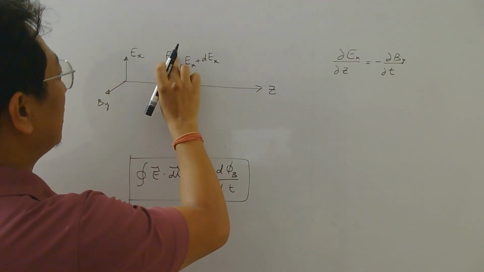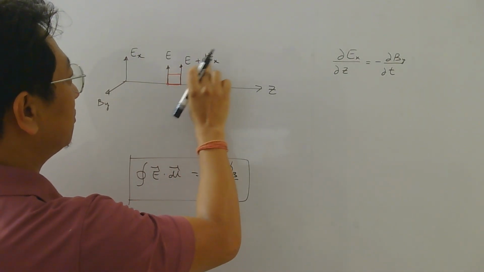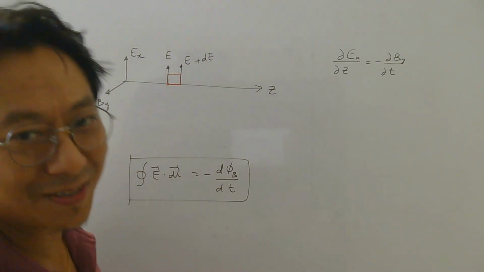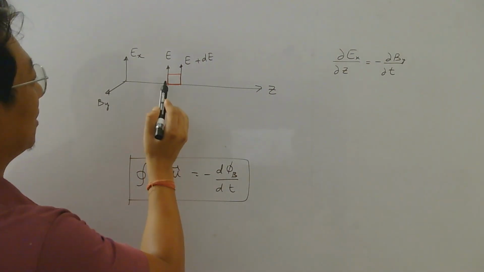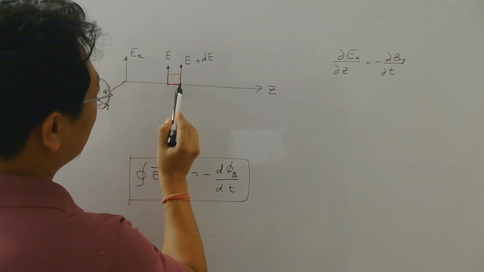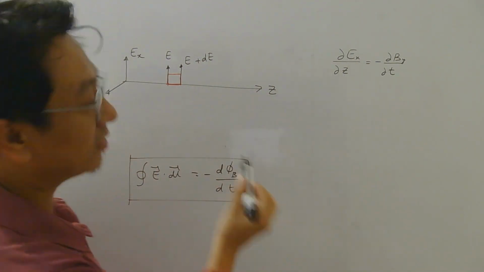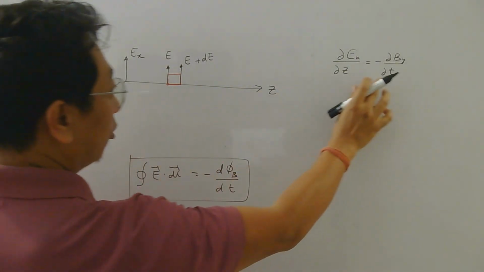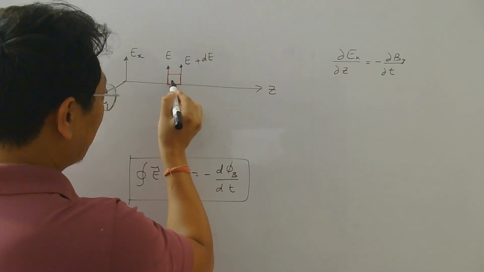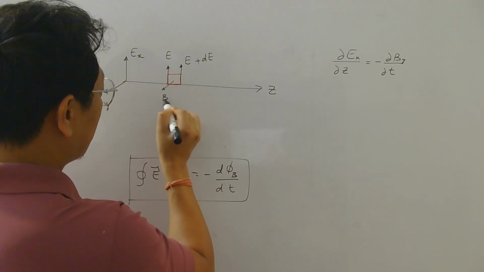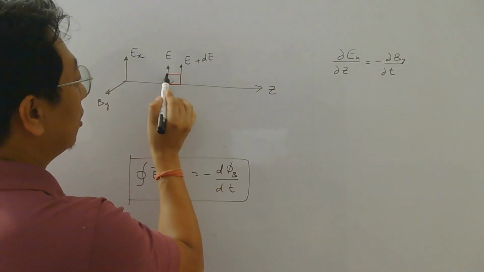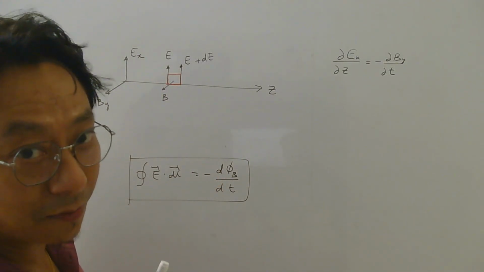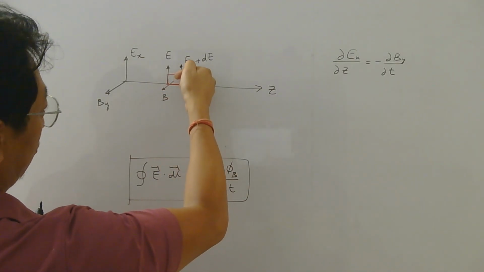Since we know electric field is along x-axis, let me just remove this x. It makes the symbols simpler to see. So here electric field is E. When you go this side with Z, electric field is changing. So here it is E plus dE. Now at that moment, the magnetic field everywhere can be assumed to be same, because I am taking a very small loop. And since magnetic field is here, while calculating the flux, I want area vector to be here.